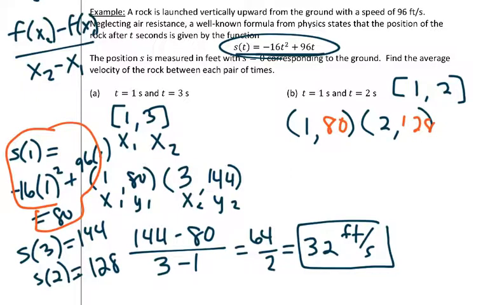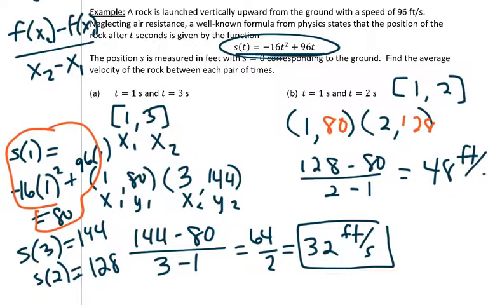And then we're going to do the same thing to find the average velocity. So I'm going to have 128 minus 80 over 2 minus 1. And that simplified gives me 48. Again, it's feet per second.